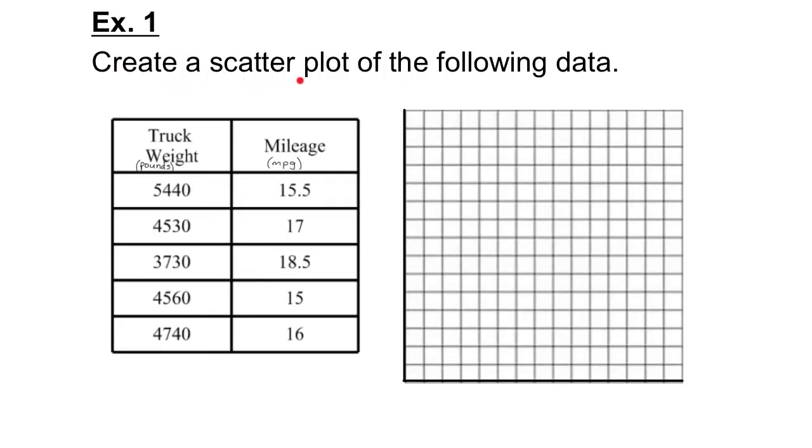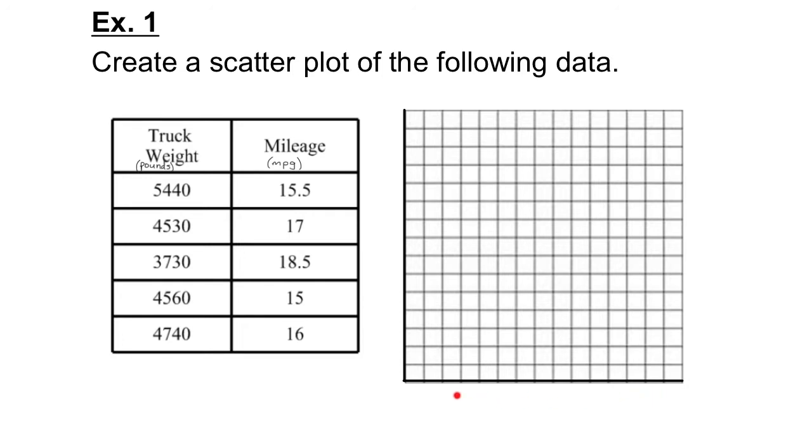Example 1, create a scatter plot of the following data. Okay, I've got truck weight in pounds and mileage in miles per gallon. This is two variable data, so I need to put the two variables on my two axes. Now the tricky part that most people find tricky is where do you put each variable? Because it kind of matters. The horizontal axis, or the x-axis, is called our independent variable, and the other one is our dependent variable.